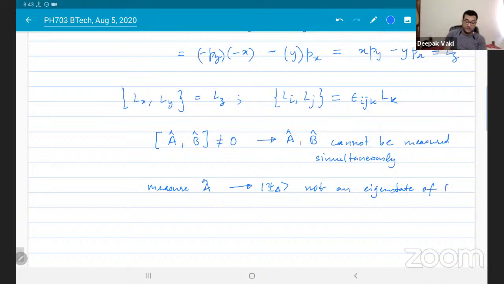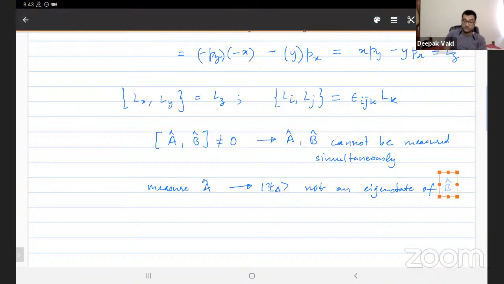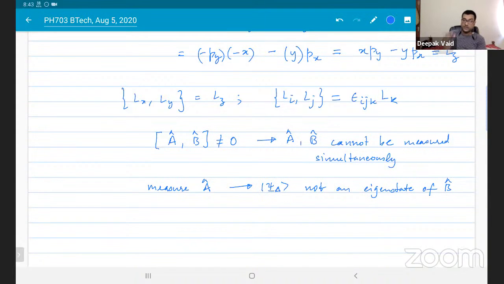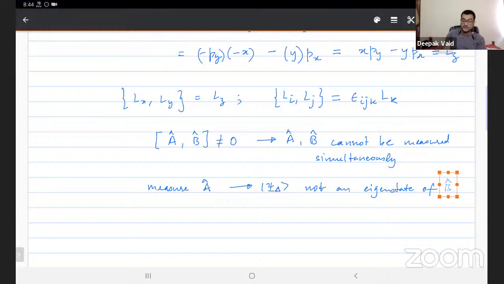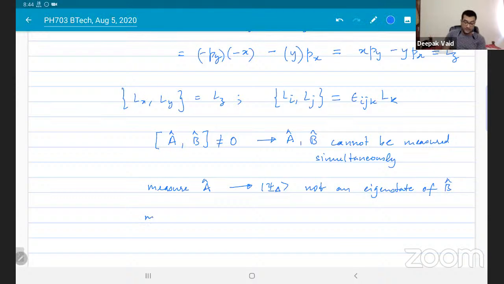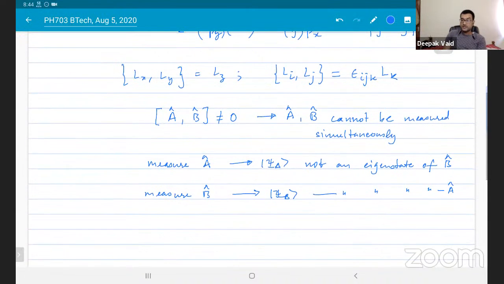Right? So that means the expectation value of this operator B is not well determined on psi A, because psi A is some linear superposition of eigenstates of B. And similarly, if you measure B first, your system collapses into some eigenstate of B, but then this is not an eigenstate of A. So by the same reasoning, A will have some uncertainty when you are in this eigenstate of B. So that means A and B cannot be measured simultaneously, right?